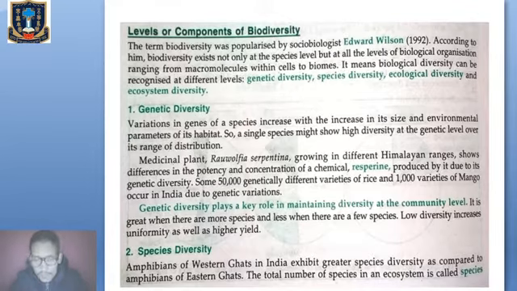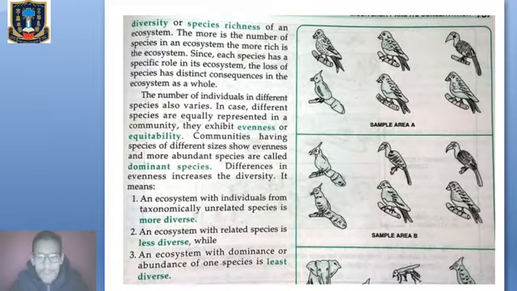Species diversity means the total number of species present in an ecosystem. So when we consider the total number of species present in an ecosystem, then that is called species diversity or the species richness of an ecosystem. So the more the number of species in an ecosystem, the richer will be the ecosystem. Okay, because each and every species in an ecosystem has its own specific role, and the number of individuals in different species also varies.